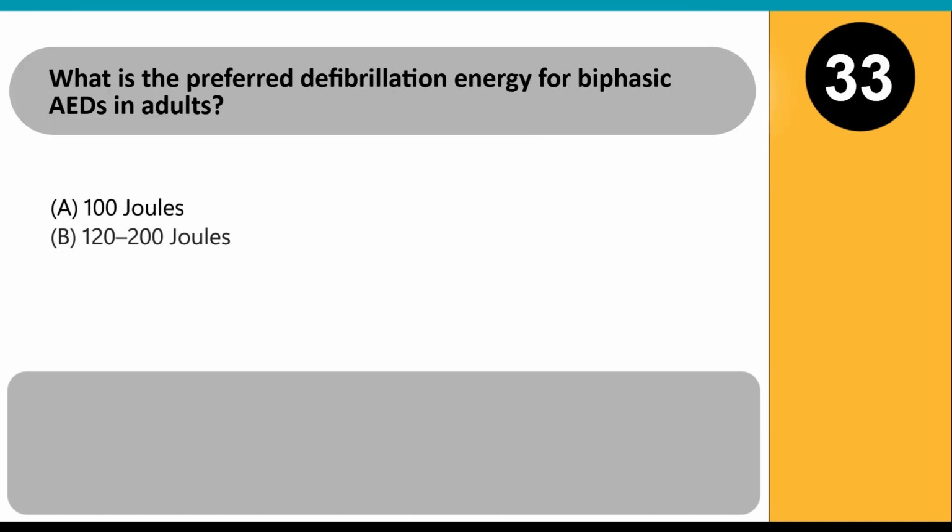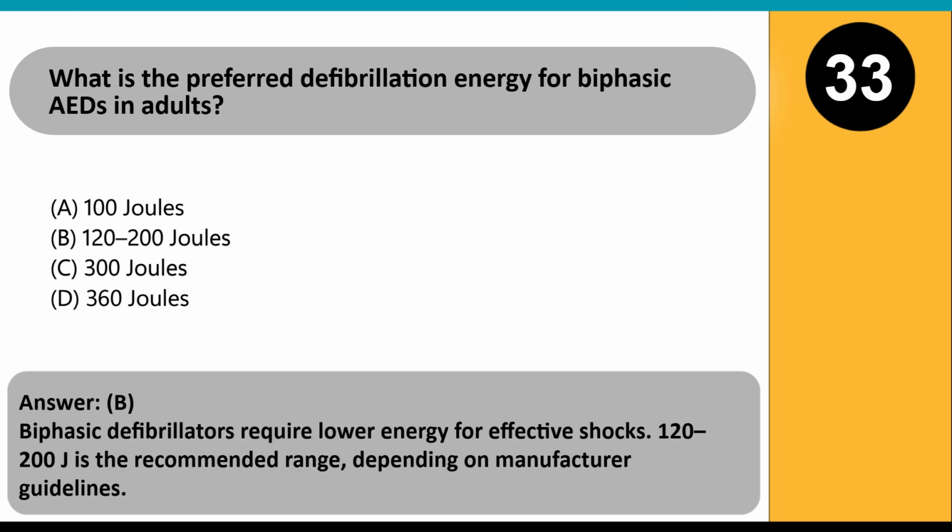What is the preferred defibrillation energy for biphasic AEDs in adults? A. 100 joules. B. 120 to 200 joules. C. 300 joules. D. 360 joules. Answer B. Biphasic defibrillators require lower energy for effective shocks. 120 to 200 J is the recommended range, depending on manufacturer guidelines.